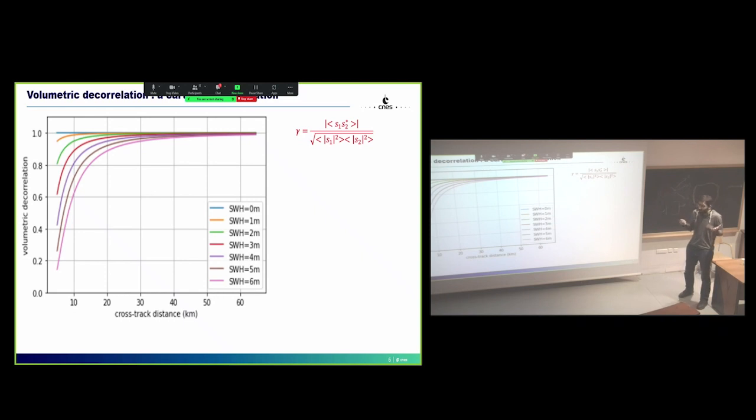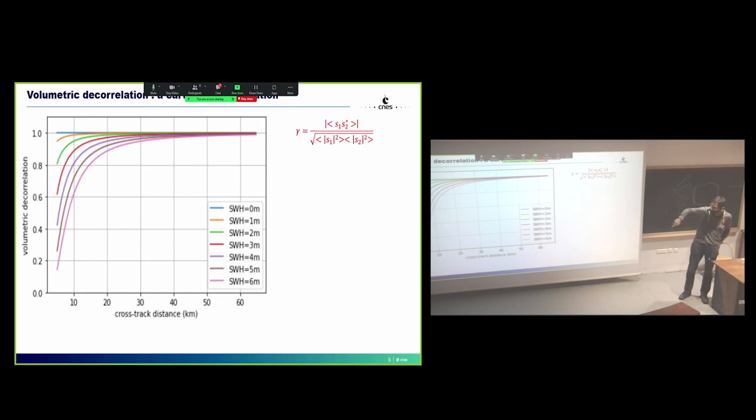So some of you might have seen this kind of plot. This is the effect of waves. The colors here are significant wave height. As you increase significant wave height, you decrease this volumetric decorrelation. I'll talk in a minute about why we call this volumetric decorrelation, but this is really this quantity when you have waves. And it depends on cross-track distance, really on incidence angle.